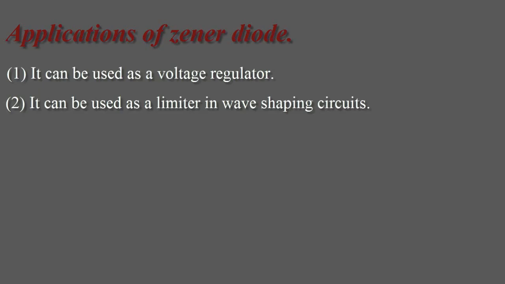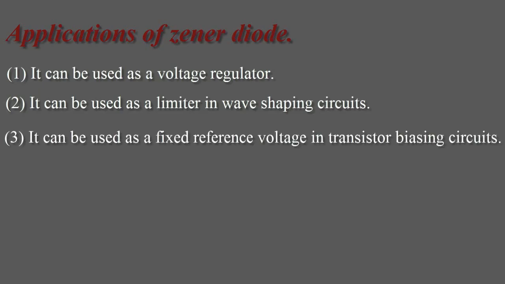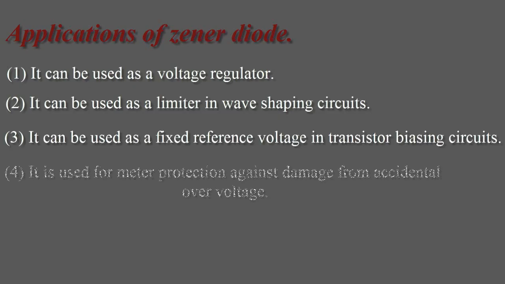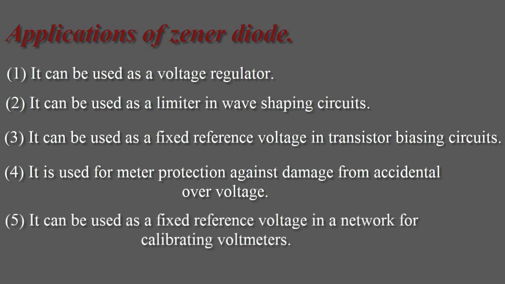Applications of Zener diode. It can be used as a voltage regulator. It can be used as a limiter in wave shaping circuits. Zener diodes can be used as a fixed reference voltage in transistor biasing circuits. It can also be used for meter protection against damage from accidental overvoltage. Finally, it can be used as a fixed reference voltage in a network for calibrating voltmeters.